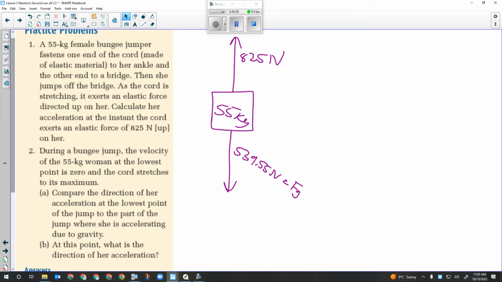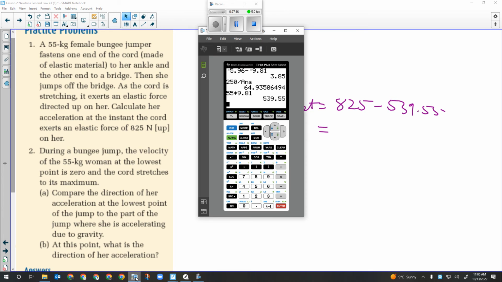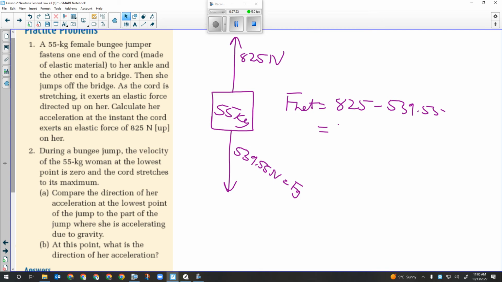So now, can I calculate the net force? Yes. Mathematically, this is a pretty straightforward question. F net is going to be the vector sum of all forces, 825 minus 539.55. All right, so there's my net force, 285.45 newtons.